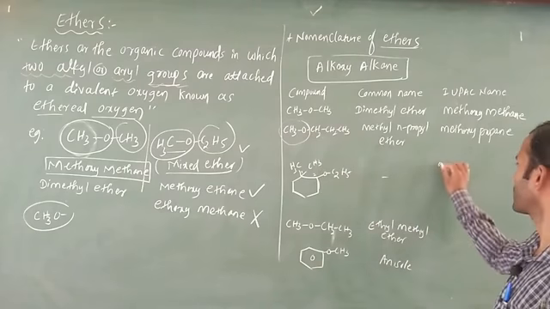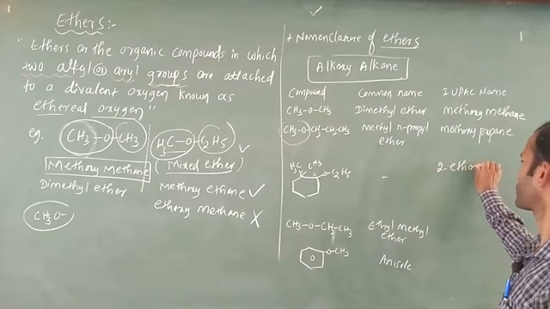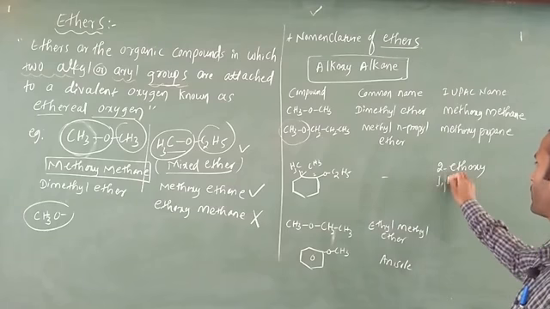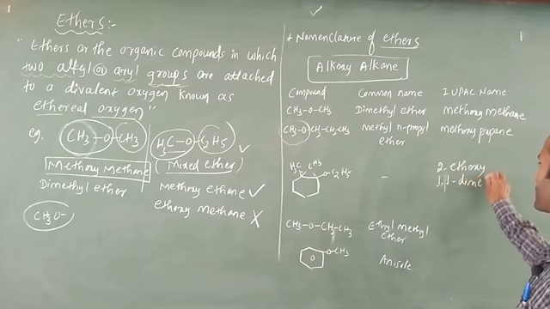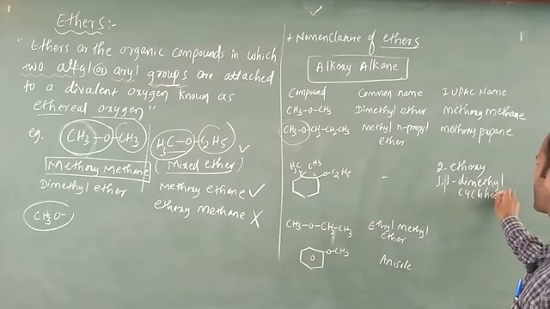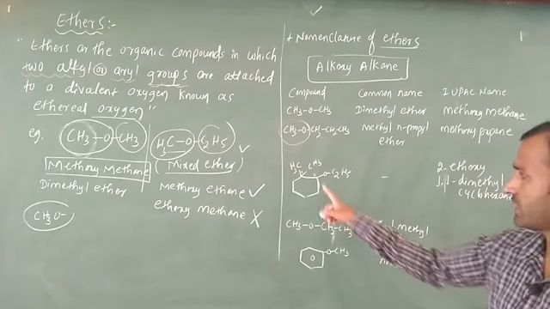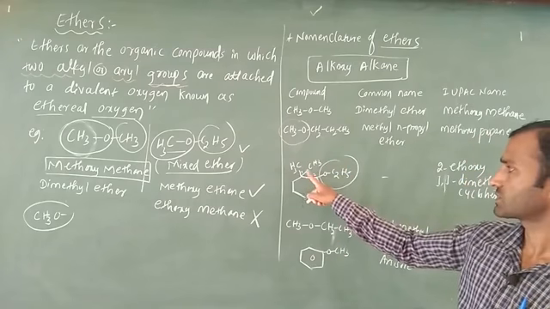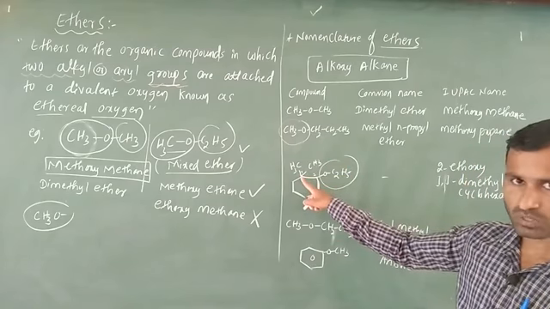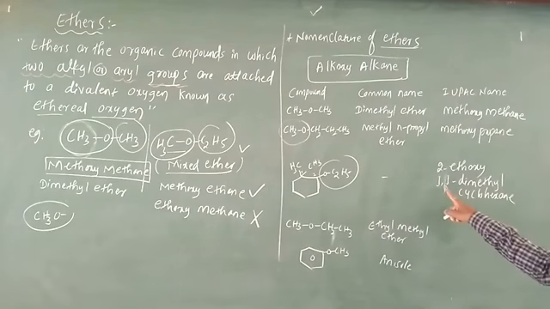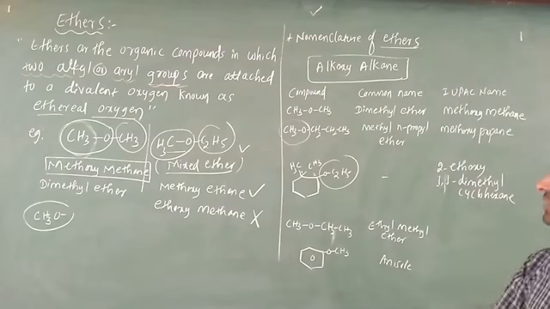That's why the IUPAC name is 2-ethoxy-1,1-dimethylcyclohexane. Here at position 2 you have to combine the ethoxy. After that, this carbon number 1 contains how many methyl groups? 2 methyl groups. That's why 1,1-dimethylcyclohexane. This is the IUPAC nomenclature of the given compound.